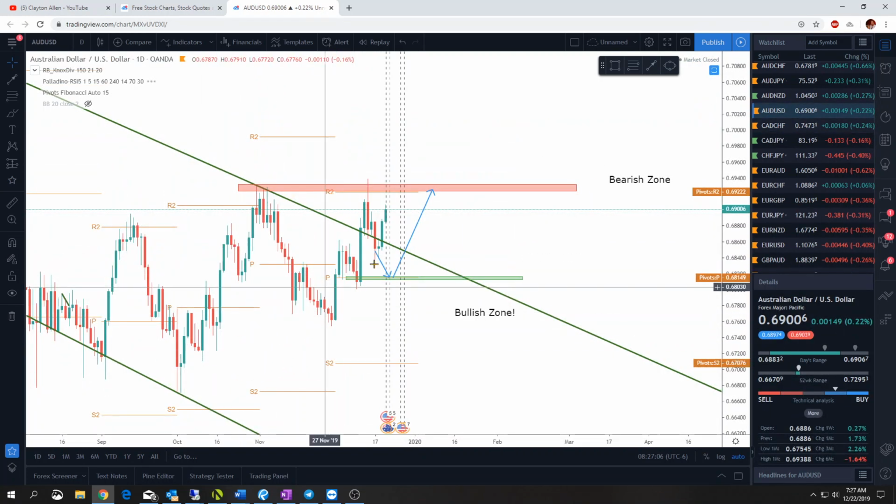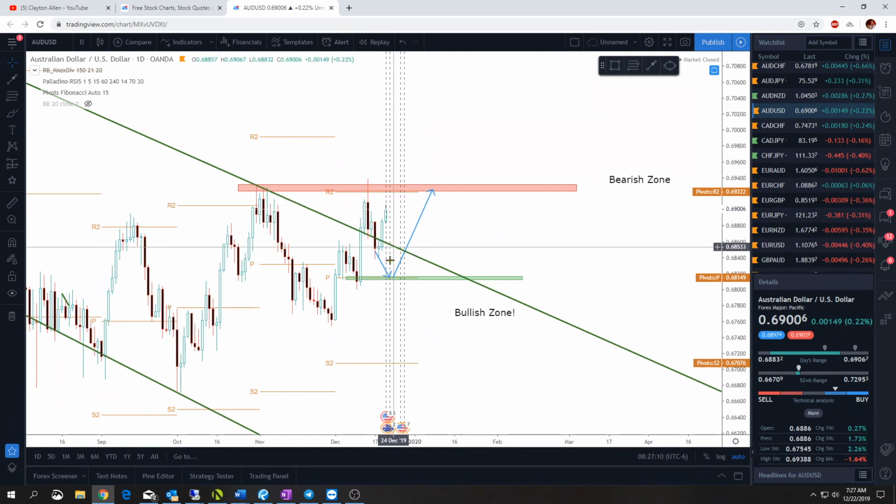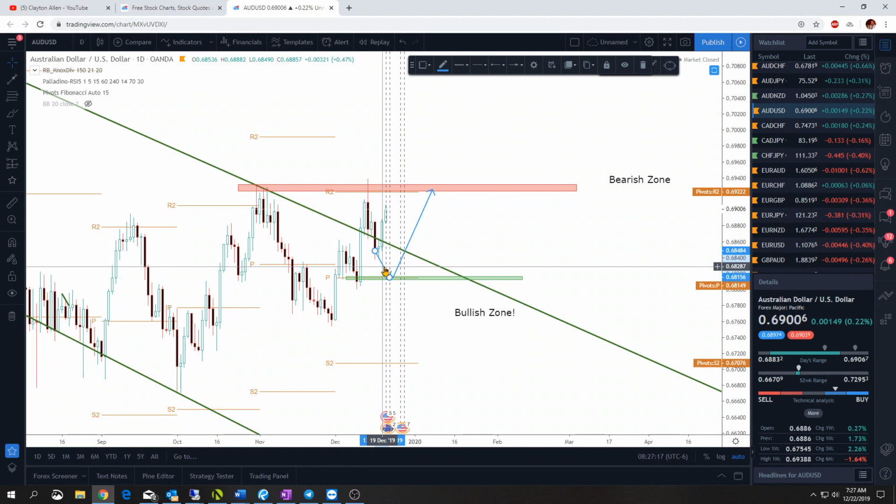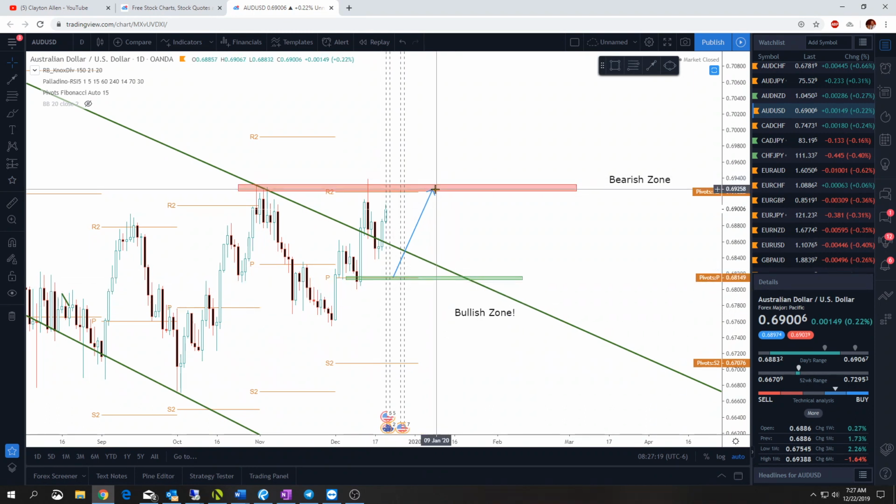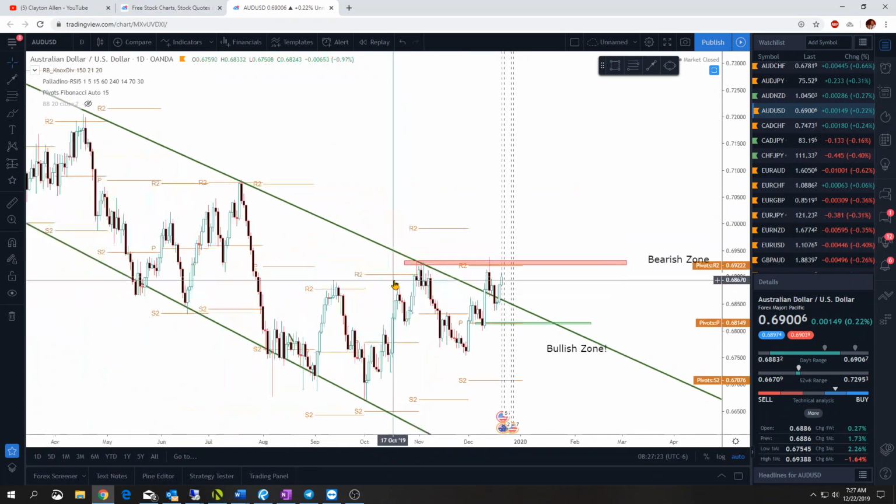Australian dollar, US dollar. It looks kind of like if we get a push. I mean, obviously we were waiting for a dip back down to the pivot last week, then a bounce back up to R2. I think that plays over.